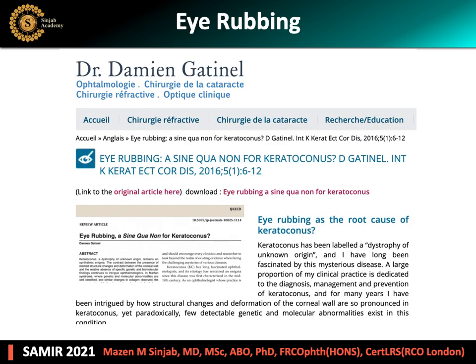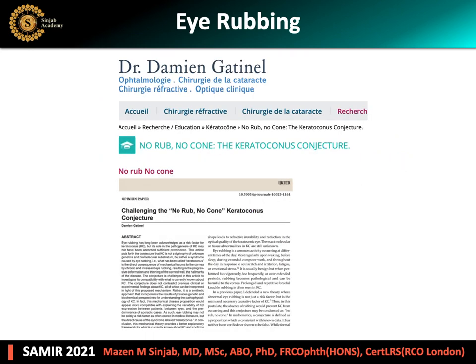Eye rubbing has been described by Damien Gatinel. He was the first one to describe the effect of eye rubbing not only on the quality of vision and measurements, but as well on initiating progression and the continuous progression of ectatic corneal diseases. And he came out with his very famous saying, no rub, no cone.